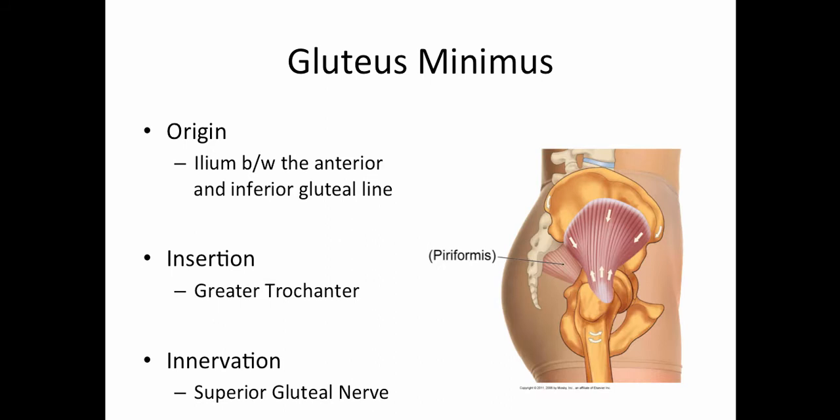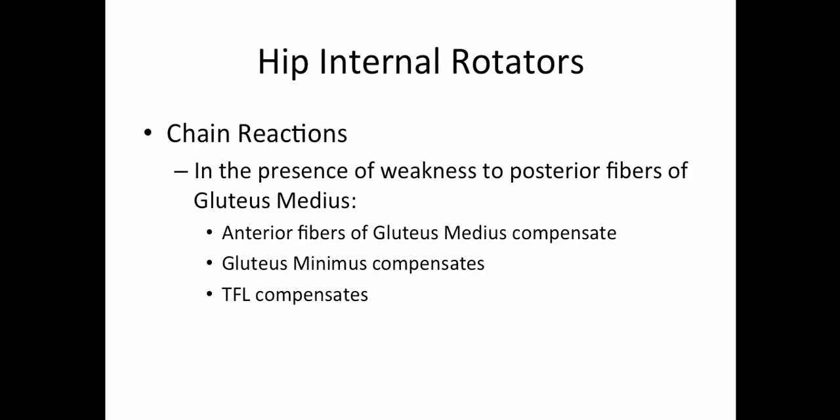The gluteus minimus originates on the ilium and inserts on the greater trochanter. Its chain reactions are that in the presence of weakness in the posterior fibers of the gluteus medius, the anterior fibers of the gluteus medius will compensate, the gluteus minimus will compensate, and the tensor fasciae latae will compensate.